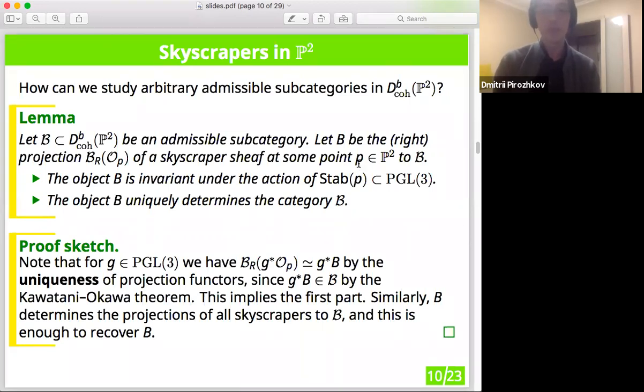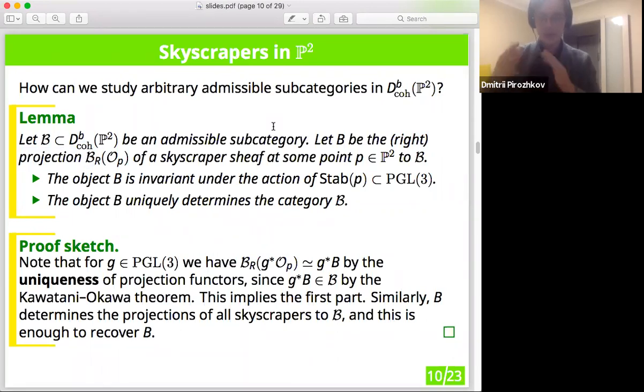So let's take some point P on the plane. We take a skyscraper sheaf at that point and take the projection of this sheaf into subcategory B. I guess I did not formally define what a projection is, but my definition of an admissible subcategory was that the inclusion functor has left and right adjoints, and you can check that those adjoints are projections, in the sense that if you include an object and then project it, you just get the same object back. For example, I call the right adjoint to the inclusion functor a right projection, and I denote it as curly B with index R.